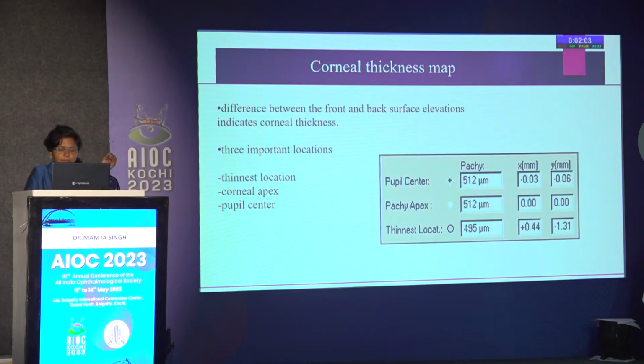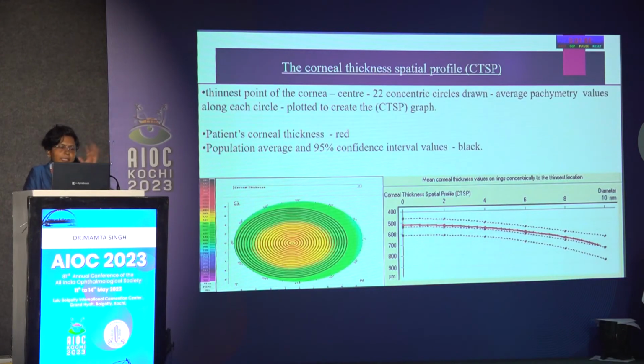Then the corneal thickness map, as I said earlier, there are 3 points where we normally check: the pupil center, pachyapex, and the thinnest location, and the location of the thinnest with respect to pachyapex. Then comes the corneal thickness spatial profile. Here we take the thinnest portion of the cornea, then draw 22 concentric circles around it. We check the average pachymetry on each individual circle, and then plot it from the center to the periphery. That is how the entire thing is done.